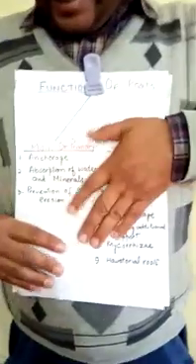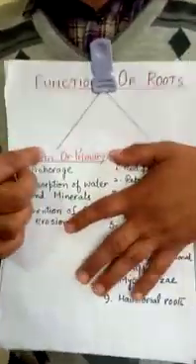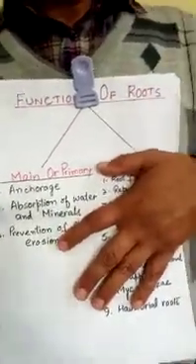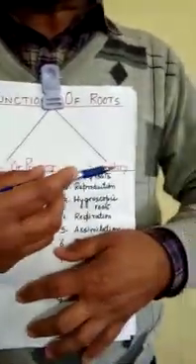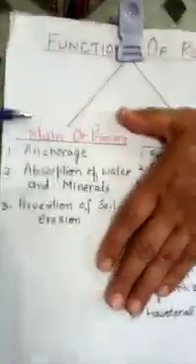These roots, along with their branches, perform various functions. These functions can be broadly divided into two main heads. The first is called the main or primary functions of the plant, and the second is the secondary functions. First, let us discuss some primary functions.